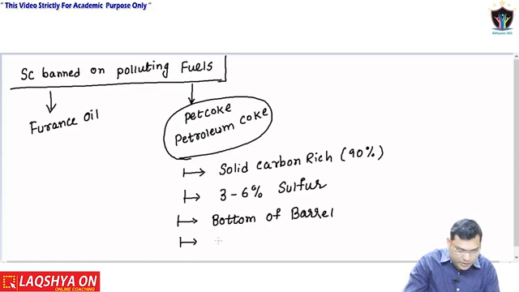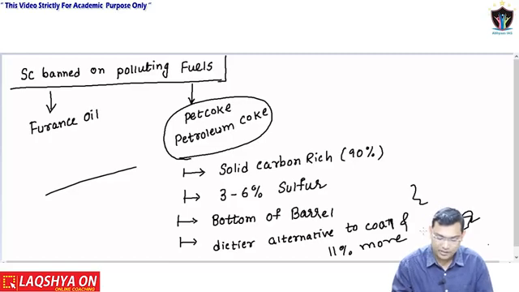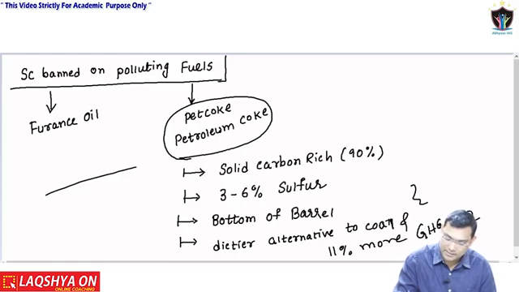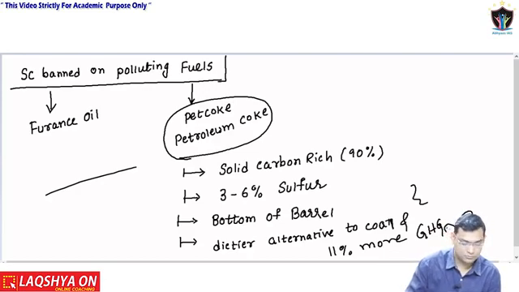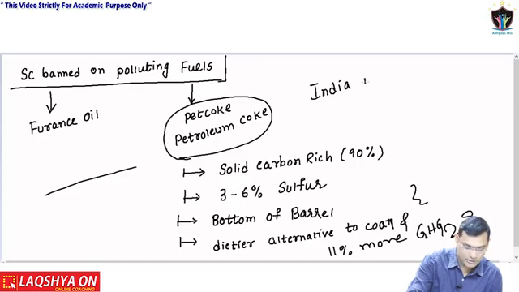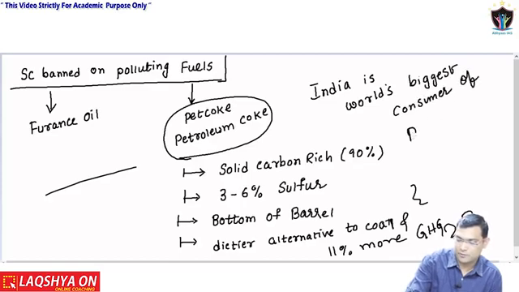It is a dirtier alternative to coal, and emits 11% more greenhouse gases than coal. And also India is the world's biggest consumer of Petcoke.